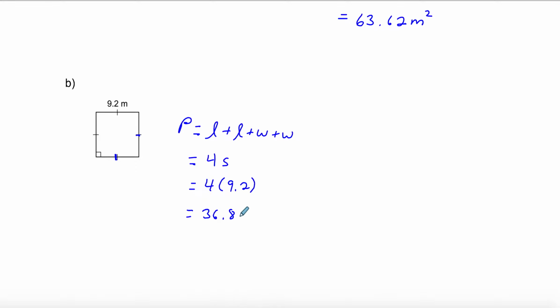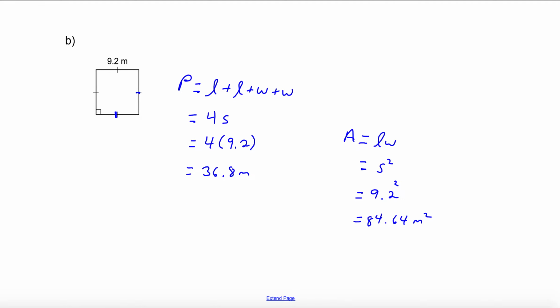36.8 meters. The area for this shape, we could just use length times width, because that is the area for a rectangle and a square as well. You might see that written as side squared if it is a square, because each side is the same length. So I could do 9.2 times 9.2, or just 9.2 squared. And I would get 84.64 meters squared.